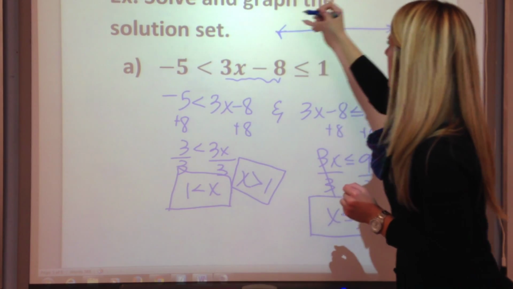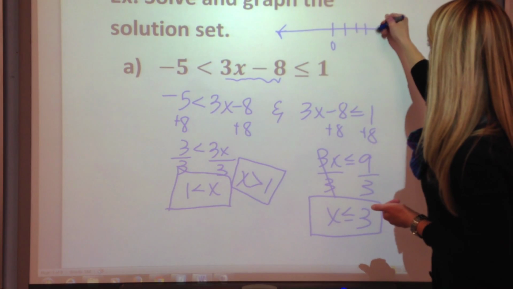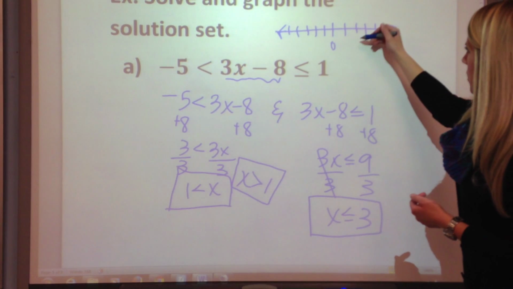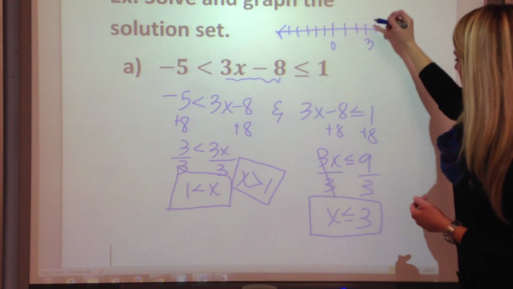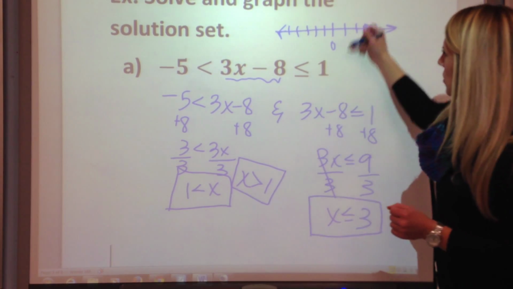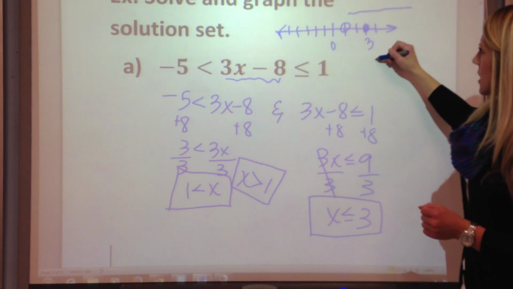So I'm graphing the compound inequality, and I'm looking to see where these solutions intersect or overlap. So x is less than or equal to 3. 1, 2, 3. So I know I'm going to have a closed circle at 3. X is greater than 1. So I know I'm going to have an open circle at 1. Greater than 1, less than or equal to 3.